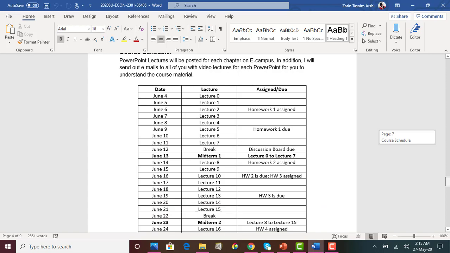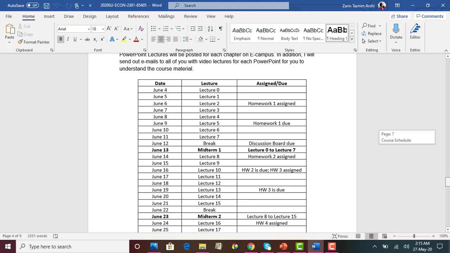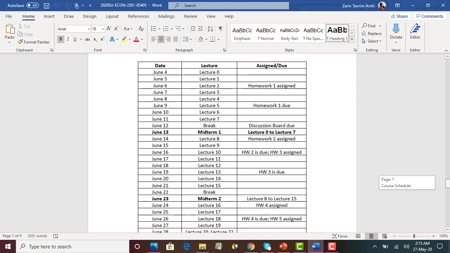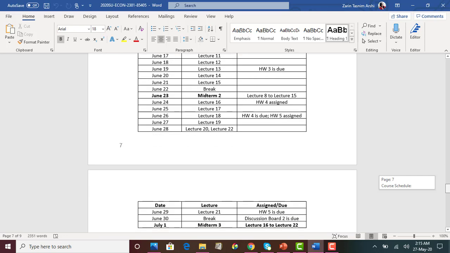Then on page 7, you have the course schedule. If you see, I have listed what we're going to cover on each and every day, when each of the homework will be assigned, and when the homework will be due. So usually I will email you the homeworks, you fill those out, and then I will send out a link where you can upload those homeworks. Same way it tells you when the midterm exams are, when the discussion boards are due, and all that information. So this table is very helpful. It will tell you when we are covering which lectures, when the homeworks are coming up, when the homeworks are due, when is the midterm exam, and when are the discussion boards due.